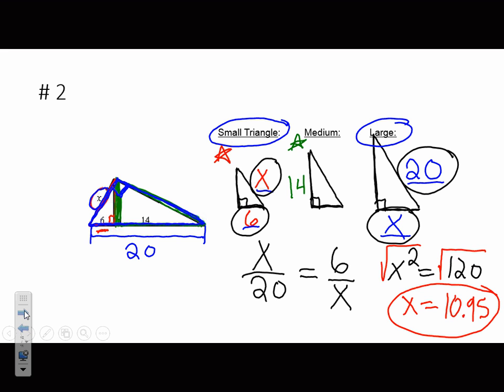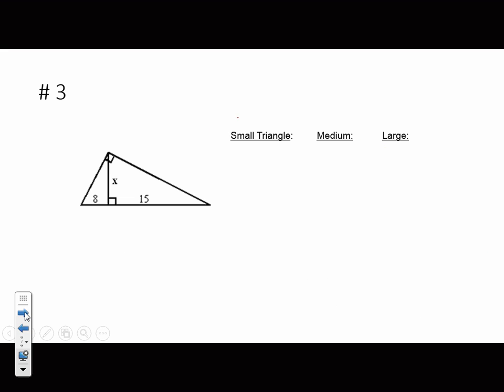I'm going to do one more for you, just so you have another example to look back on. So same thing, start here, draw your small, medium, and large triangle first. So my small triangle, medium triangle, large triangle. Make sure we put our right angles in there. And we're going to go through each of these and fill out the information that we know.